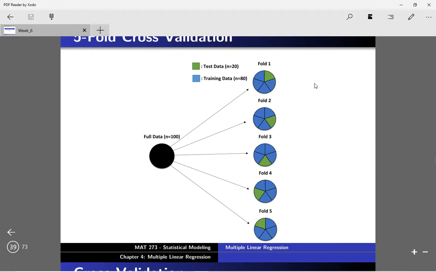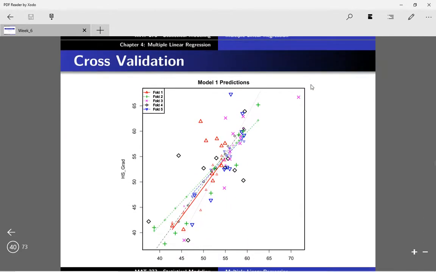So this is just 5-fold cross-validation. So we get each of these folds, and then once we fit a model on the blue, on the training data, we can get predicted responses for the test set data, and then we can see how much we're off by on average. So using that CVLM function from the DAAG package, we fit a 5-fold cross-validation for model 1.